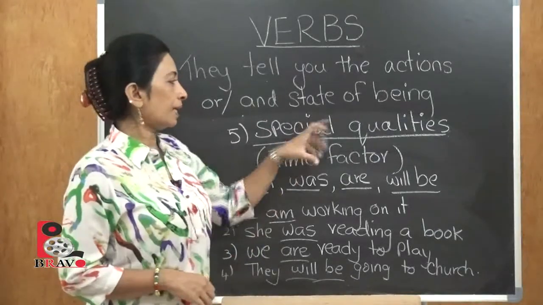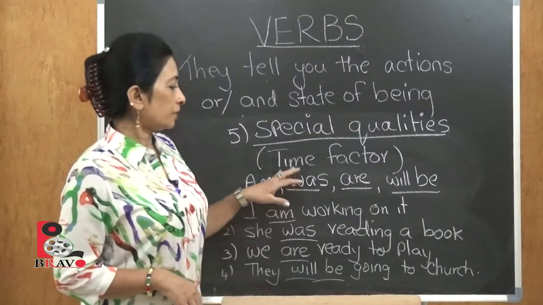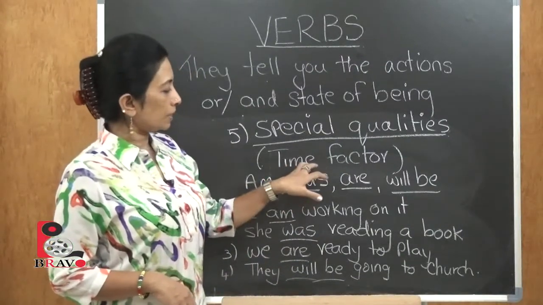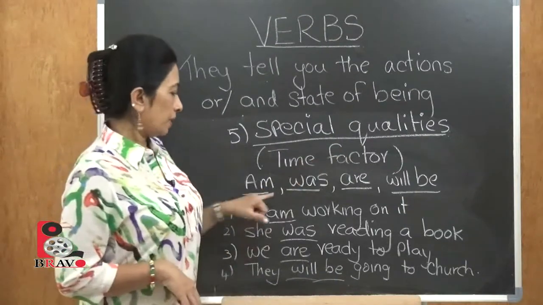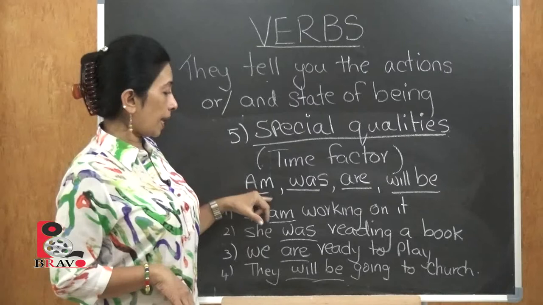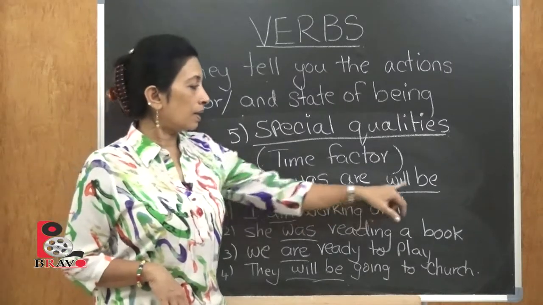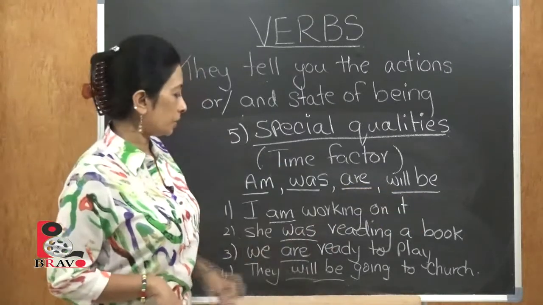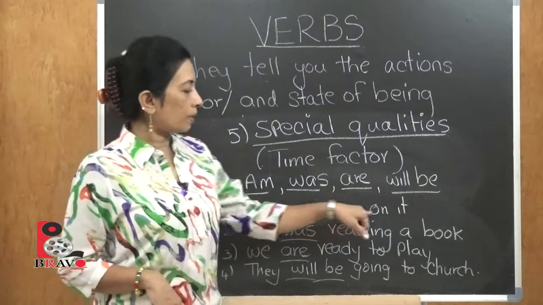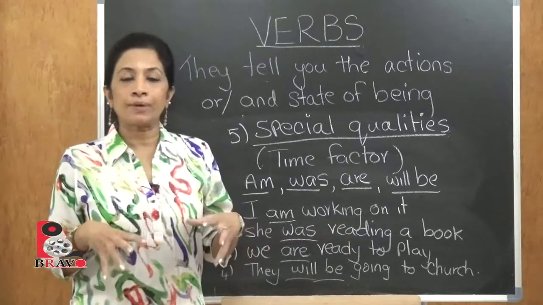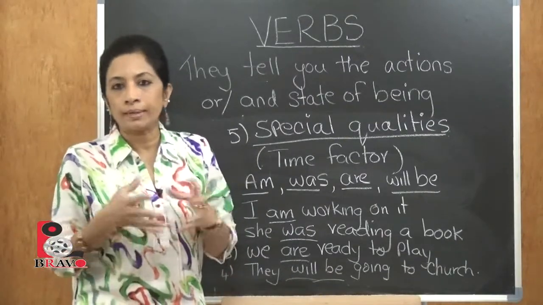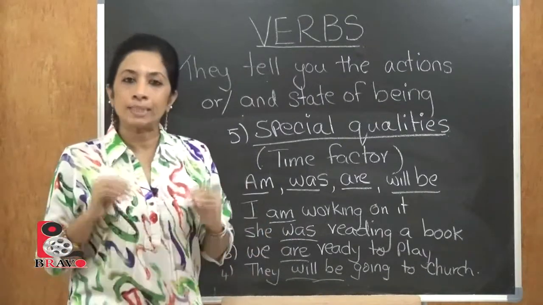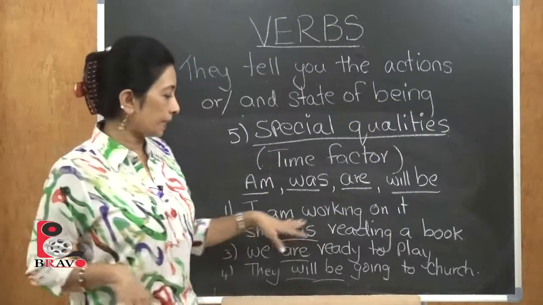Okay, special qualities. It's one of the categories of the verbs. It generalizes mainly on the time factor. When is it happening? Time factor. So the examples I've taken are am, was, are, will be. Okay, how it's used. I am working on it. So that means the time factor is currently. I'm working on a project, I'm working on anything that I'm doing. I'm working on it means it's happening right now. So the time factor here is I'm working on it now.